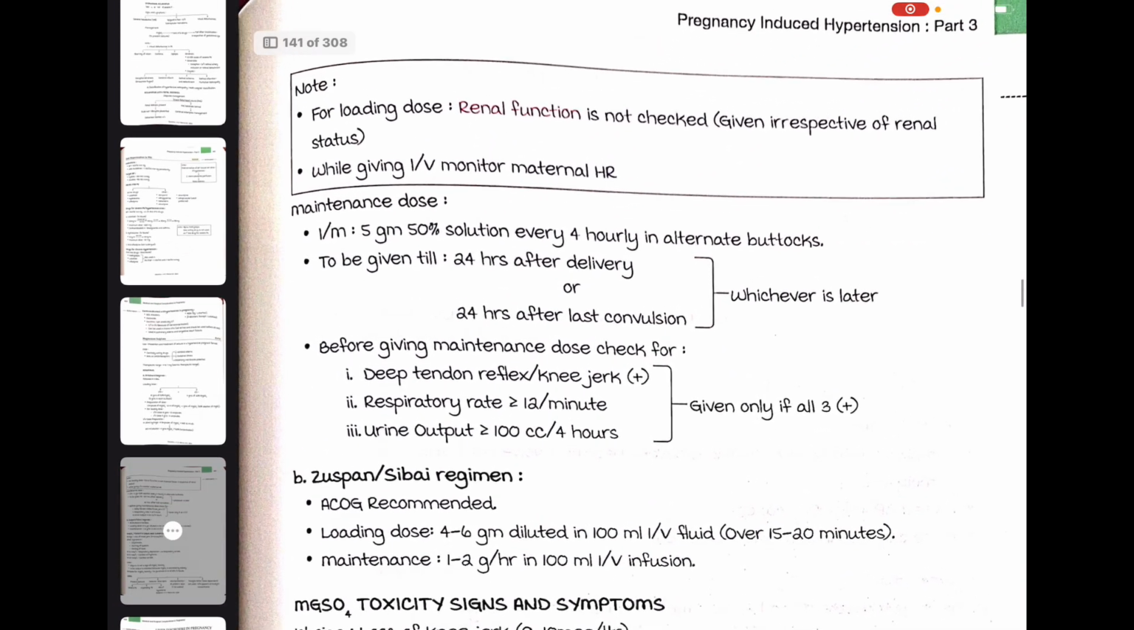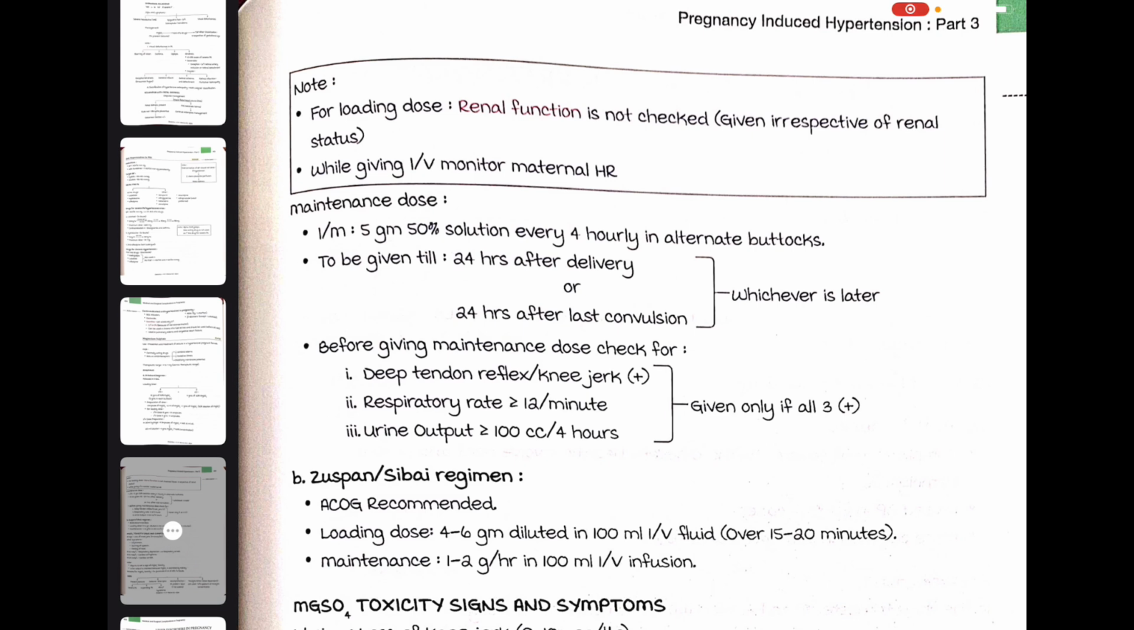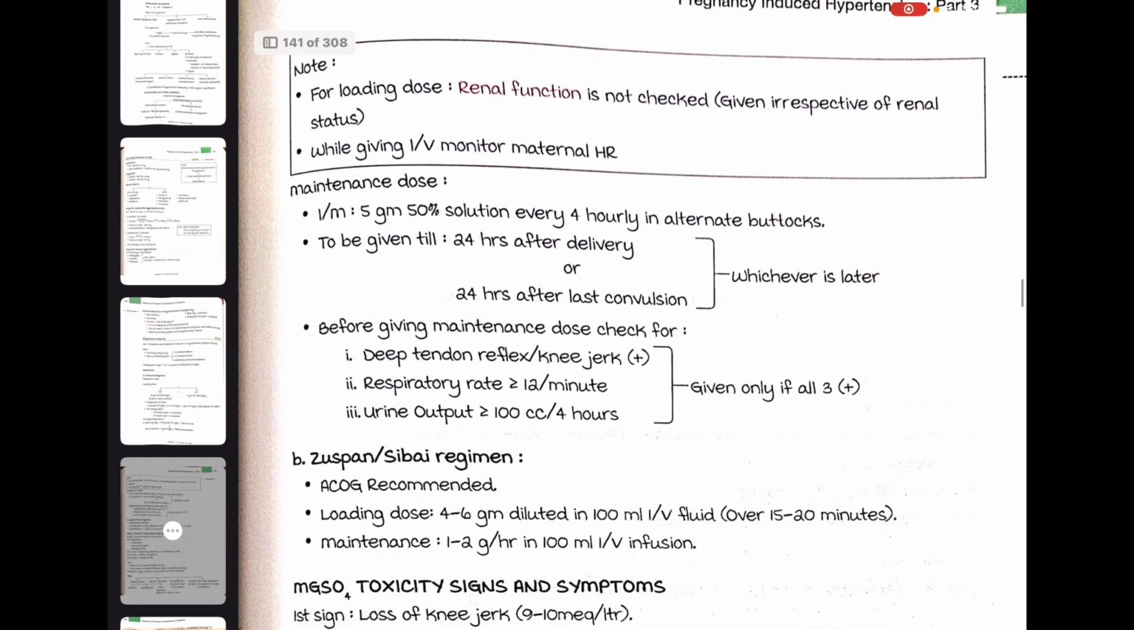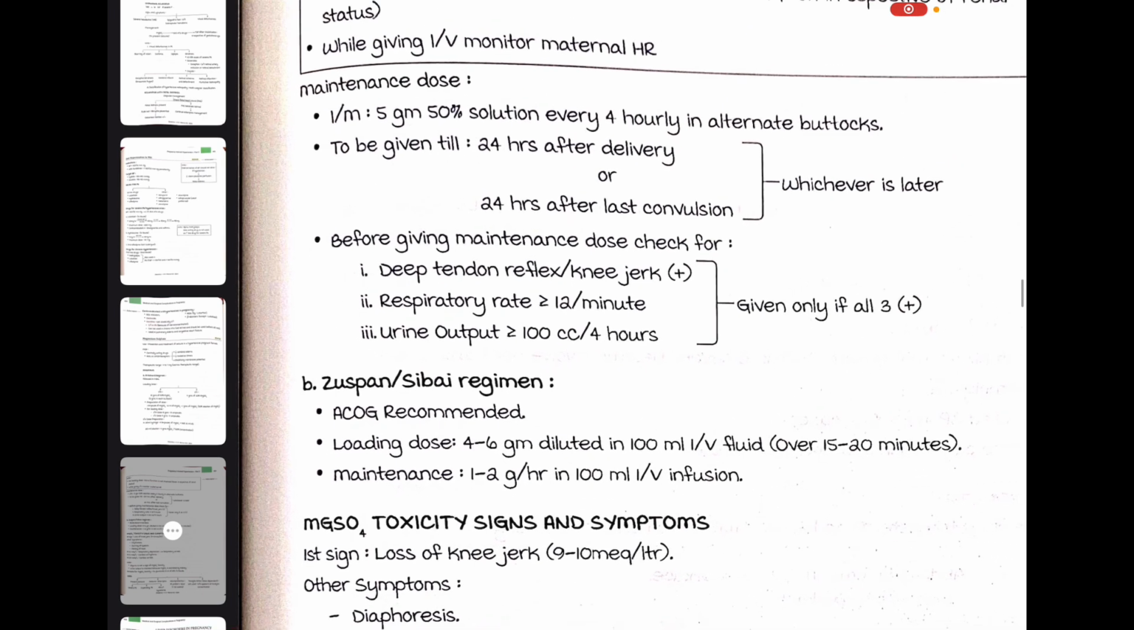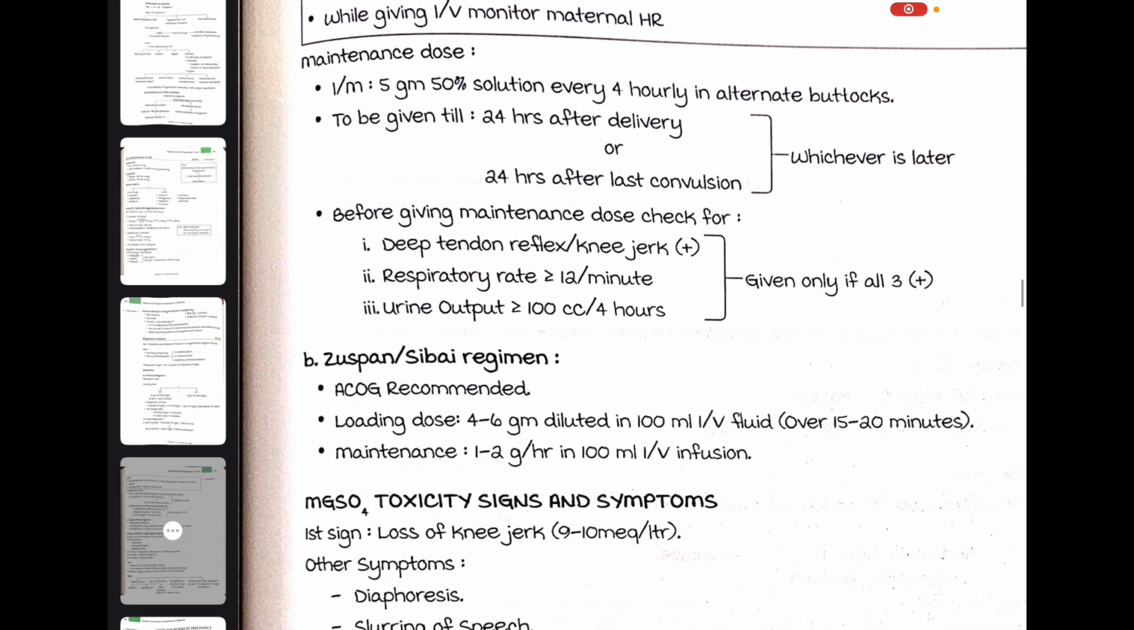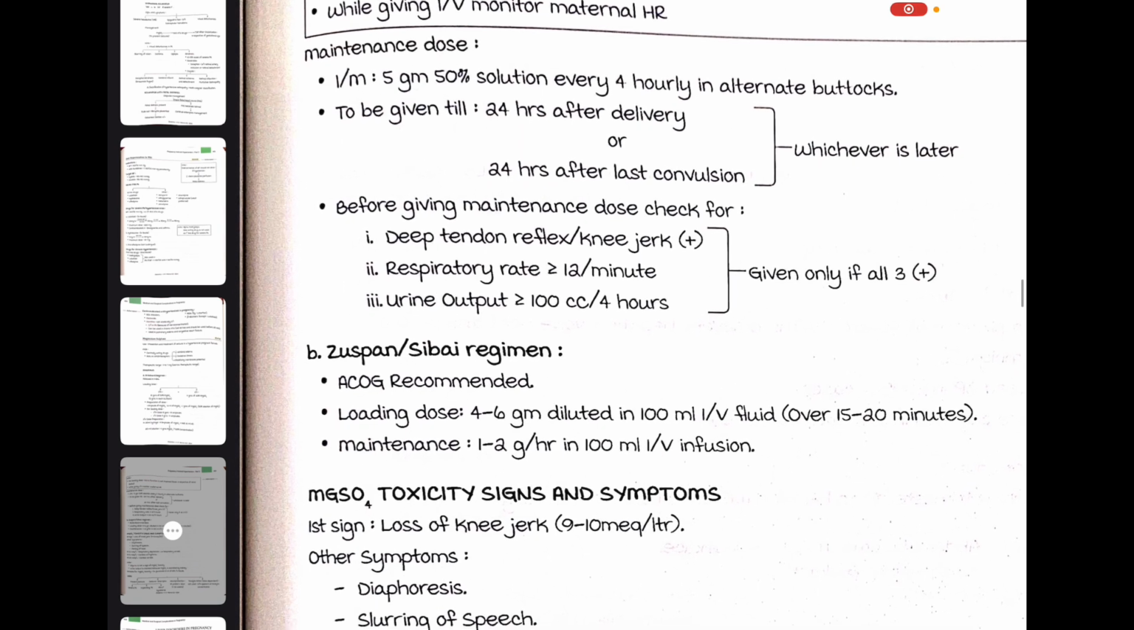Note: for the loading dose, renal function is not checked; given irrespective of renal status. While giving IV, monitor maternal heart rate. Maintenance dose: IM 5 grams of 50% solution every 4 hours in alternate buttocks, to be given till 24 hours after delivery or 24 hours after last convulsion, whichever is later.